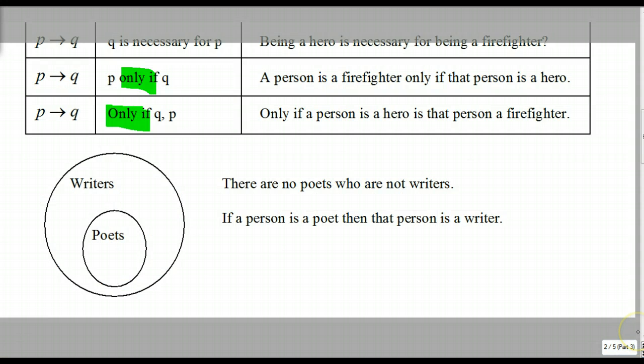Okay, so one little thing I wanted to talk about here is at the bottom, this is an example of the book too. It says there are no poets who are not writers. And if a person is a poet, then that person is a writer. And if you were to look at the Venn diagram of that, it would look like this. Okay? So this is one of those things where it's all included inside.